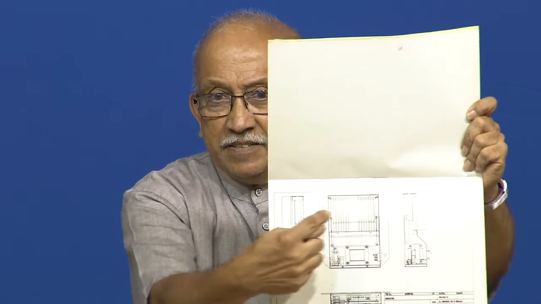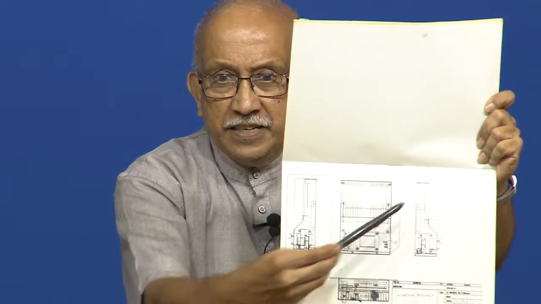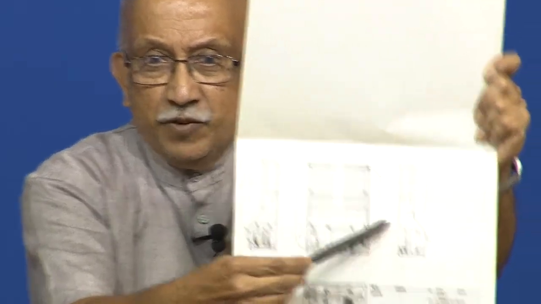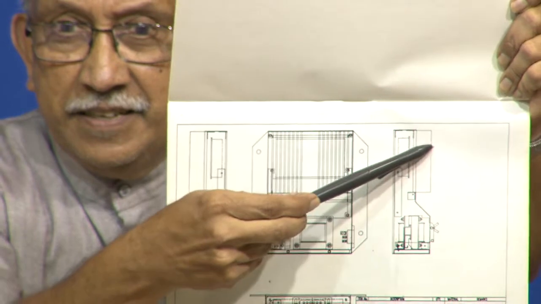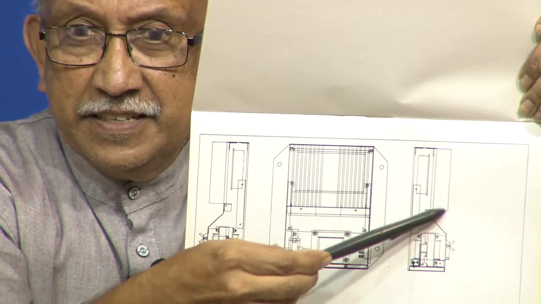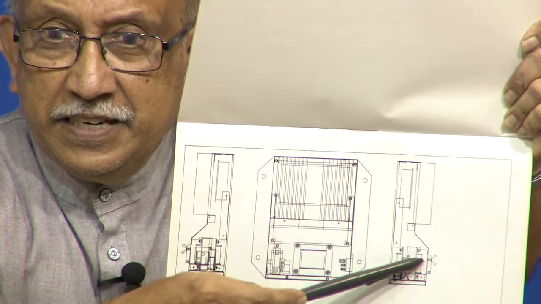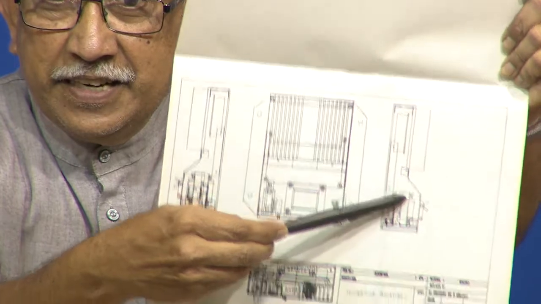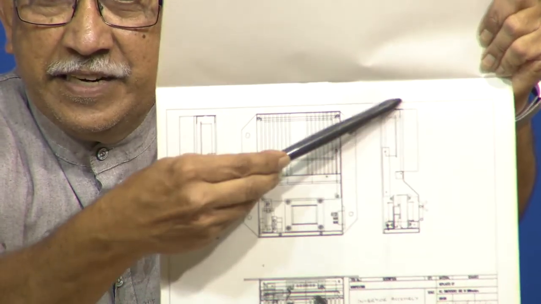Can you see here, this is the conventional way. We have the front view, then one of the side views, then the other side view. What you notice here is the projection of the fins of the heat sink. And then you see a small slope has been given here to make sure that any air that enters here goes up.